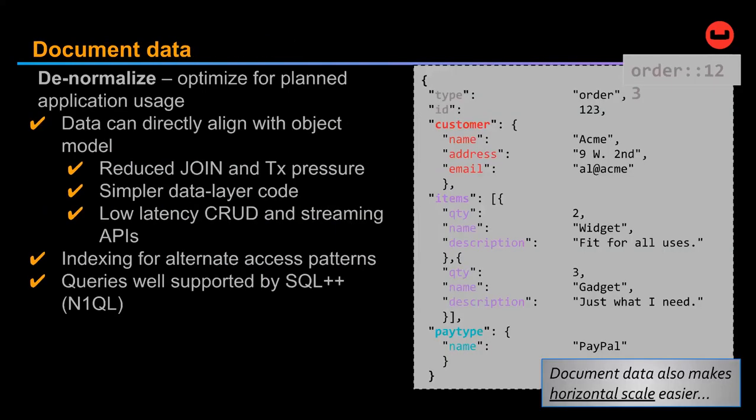A document's fairly denormalized. It generally aligns with how your application uses data. Normal single document reads and writes don't require transactions. This means fewer joins and fewer transactions. This, in short, scales better horizontally.